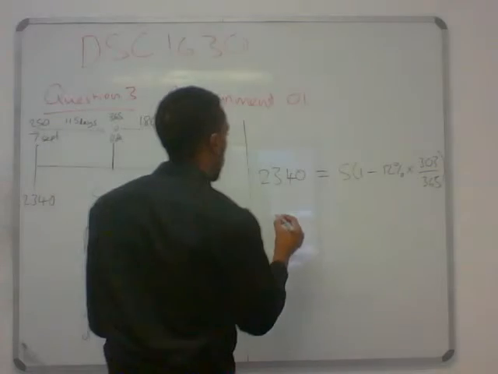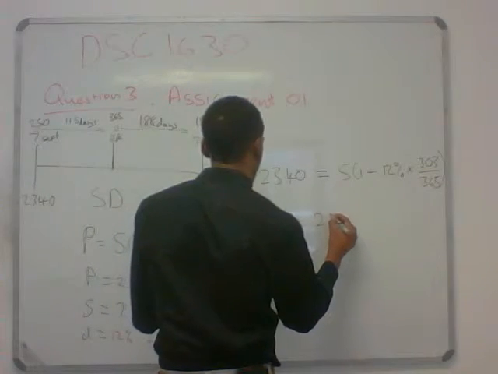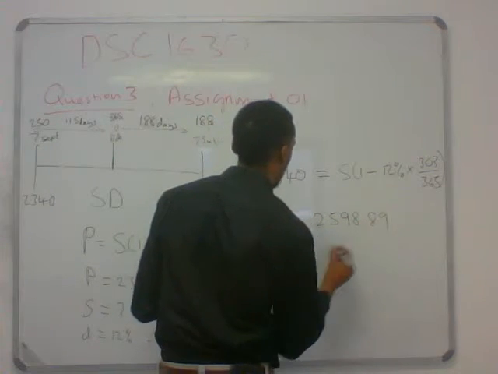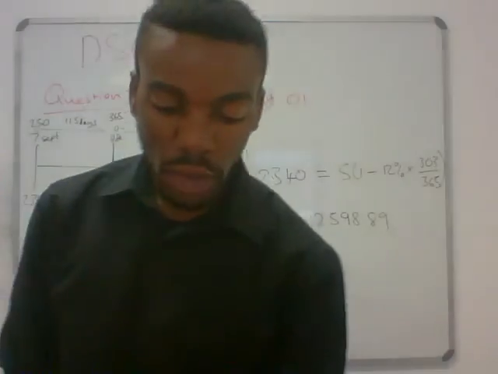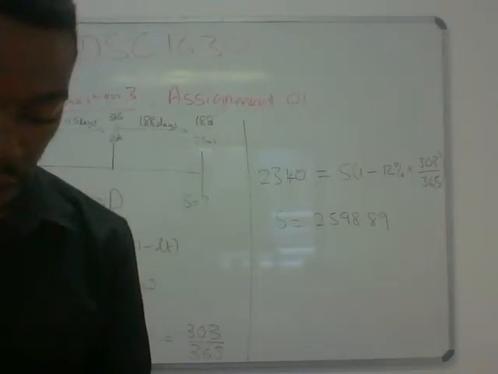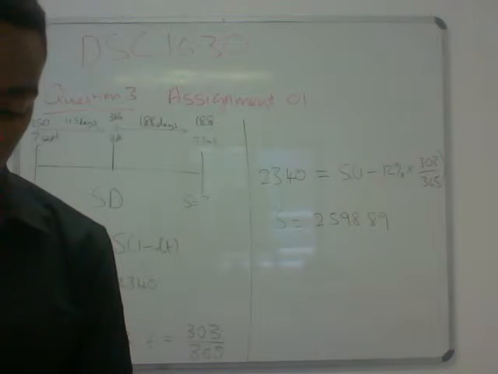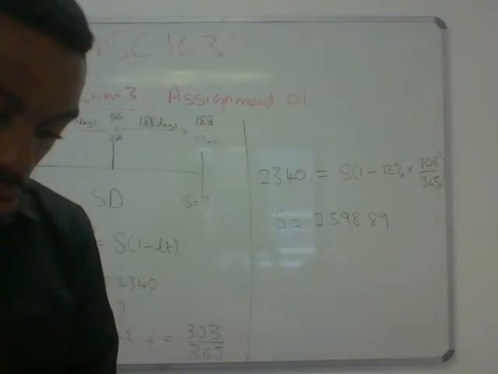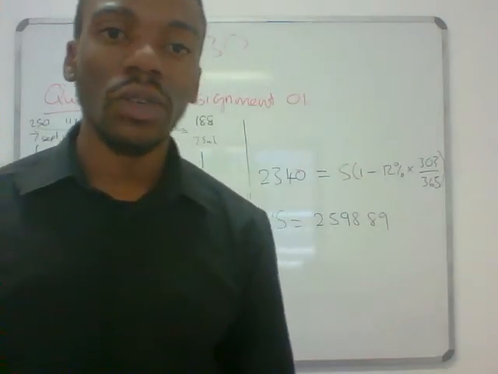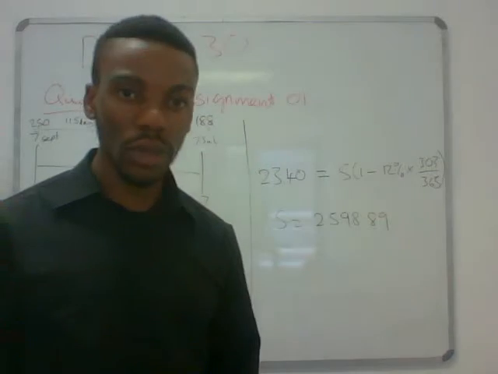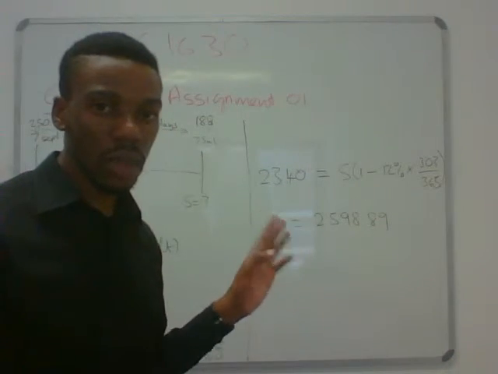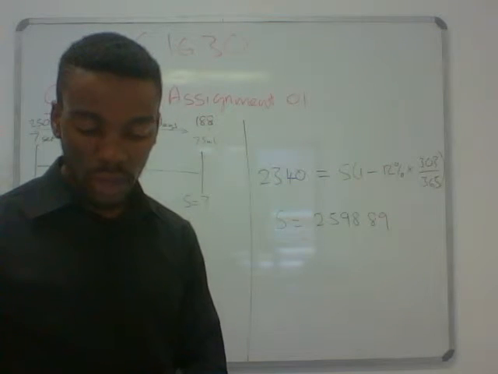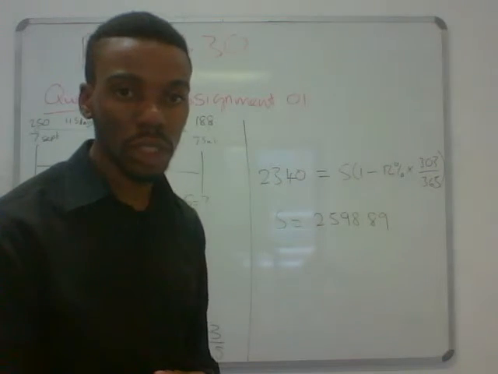So I get S is equal to 2598.89, right? So I was working in days there. Let's see what that will give me. So that is close to 2,600. The reason why it's not the exact answer is because they worked in months. They didn't use counting days, but it's always safe to use counting days. So in this case, we'll take option number 4, which is 2,600.